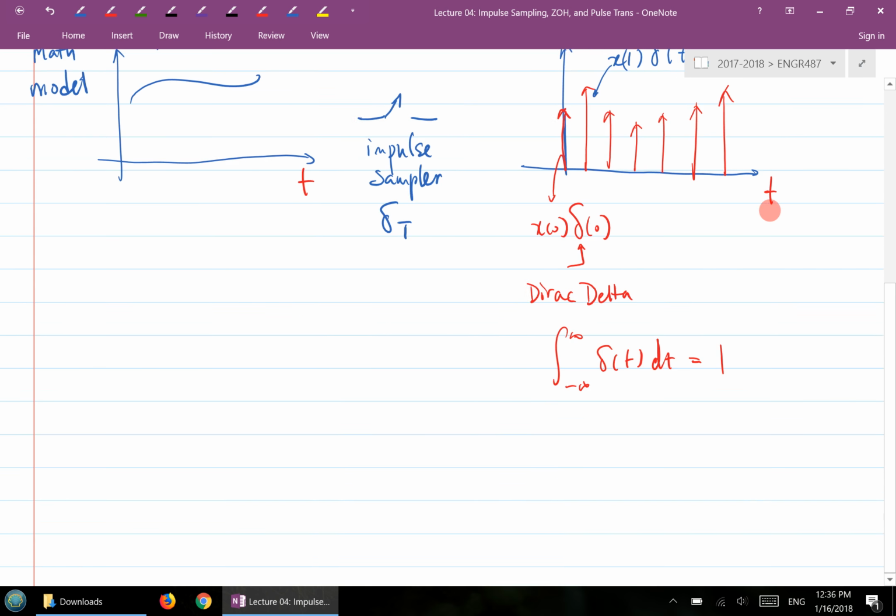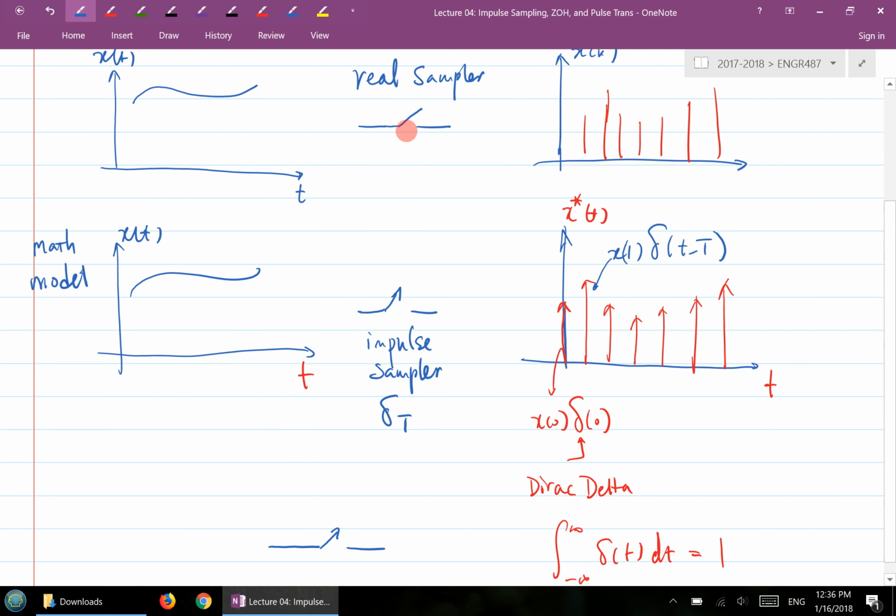So if I summarize this process, we use an arrow sign here representing this impulse sampler, to differentiate it from the real sampler here.